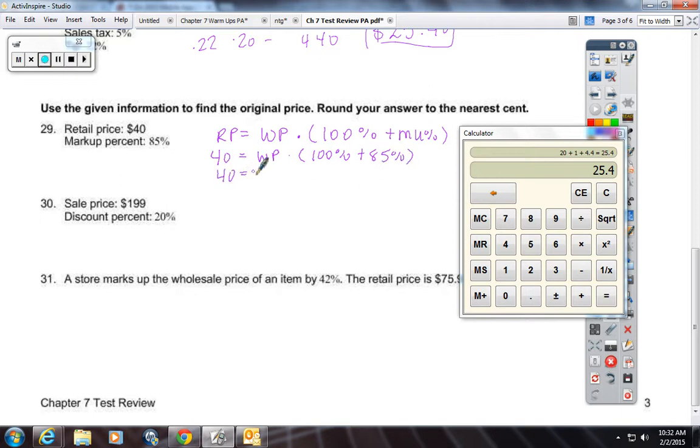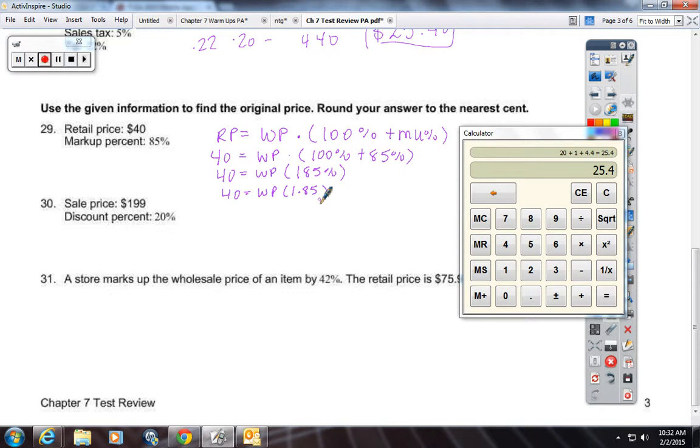From here, I'm going to rewrite it, and I'm going to make 185% a decimal, which is 1.85. From here, I'm going to say what's being done to the variable. What's the variable? WP. What's being done to it? It's being multiplied by 1.85. What's the opposite of multiplying by 1.85? Dividing by 1.85. So I'm going to divide both sides by 1.85.